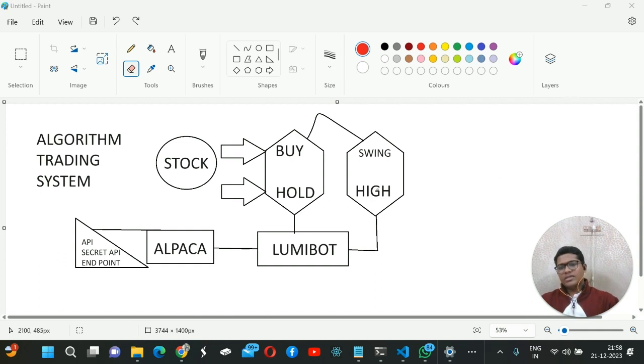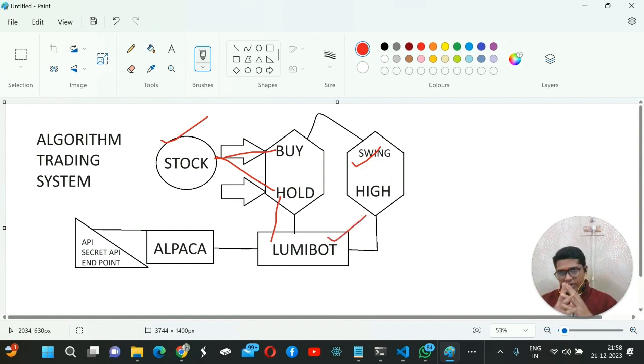It revolves around stock. So what can we do in the trading system? We can buy a stock or hold a stock using the LumiBot API. We can also do a swing trade with the stock and go high with the stock using the LumiBot API.